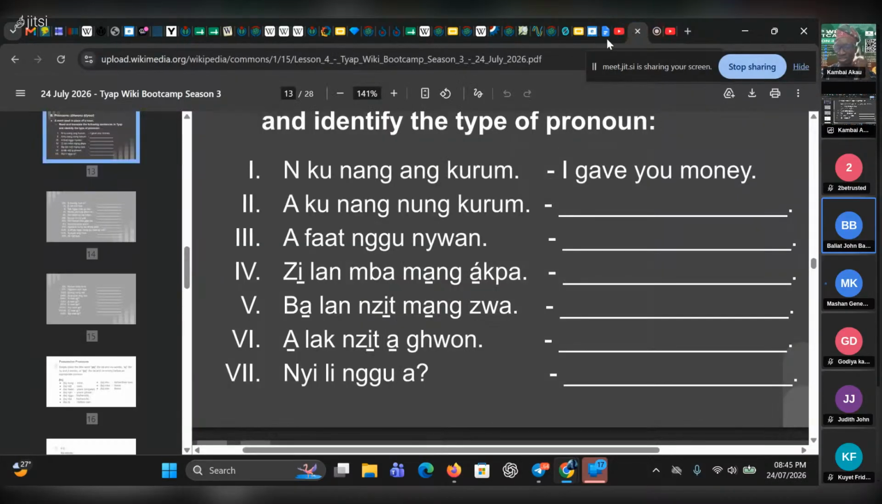Okay, so I'm changing, I'm bringing it back. So can you see it now? Yes, we are seeing it now, sir. Okay, so please, can someone volunteer and read it and then give us the Tyap in the right Tyap intonation?